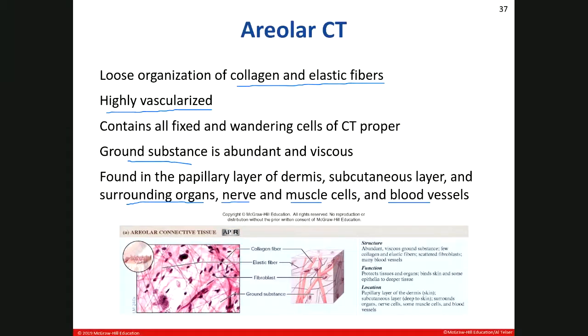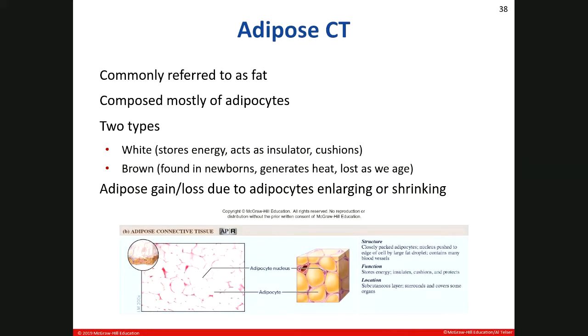The next one is easier. Adipose, fat. The primary cell that you'll see are adipocytes. And when you're born, you have two types: white and brown fat. The white is the one that sticks with you for the rest of your life. This is the one that stores energy and acts as an insulator that I just talked about in the subcutaneous layer, or it surrounds some of your tissues and cushions those tissues.